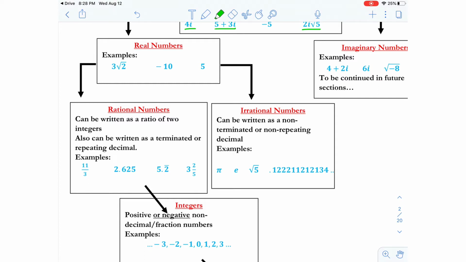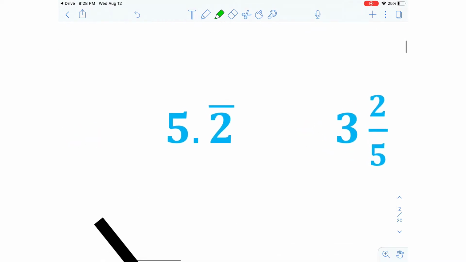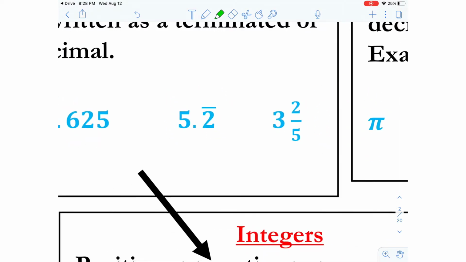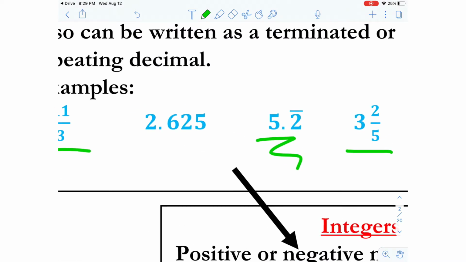Rational numbers can be written as a fraction or a terminated decimal. Terminated means it gets cut off, or a repeating decimal with like a pattern. So when we put that bar over a number, that's a repeated decimal. Or if I had something like 5.252525 and a pattern repeated, that would be considered rational because I could technically write that repeated decimal in a fraction. So all fractions, all patterned decimals or repeating decimals, and all terminated decimals, okay?